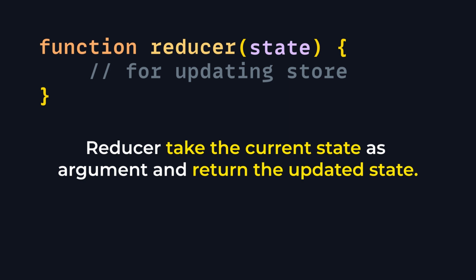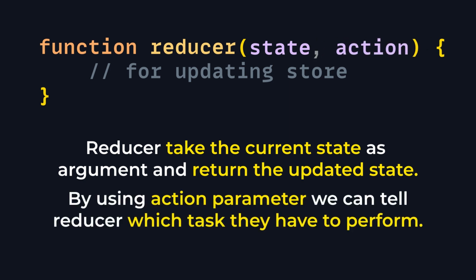Now you might ask how this reducer will know what tasks it has to perform. For example, if we have a to-do list application, how will this reducer know whether it has to add the task or remove the task? So for that, we pass one more argument in our reducer function, which is action. Now with this action, we can tell the reducer which task it has to perform. And according to this, our reducer performs the task.